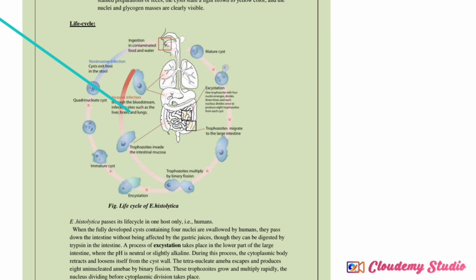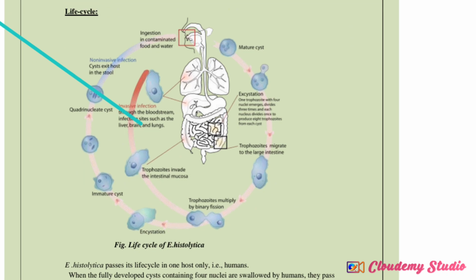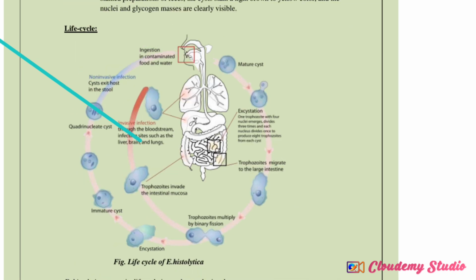The life cycle of Entamoeba histolytica. This is the life cycle of Entamoeba histolytica. Now they have five successive stages. They have the trophozoite stage, the precyst stage, the cyst stage, the metacyst, and the metacystic trophozoites. I mention again: the trophozoite, the precyst, the cyst, the metacyst, and the metacystic trophozoites.